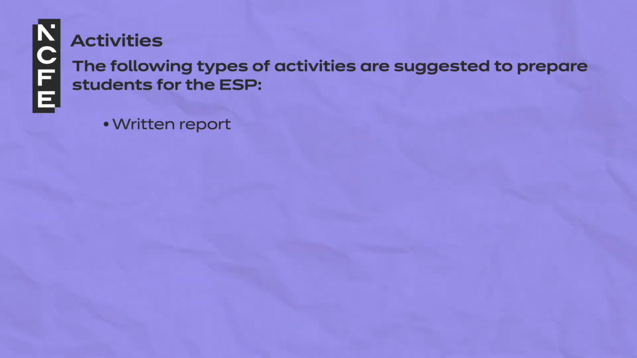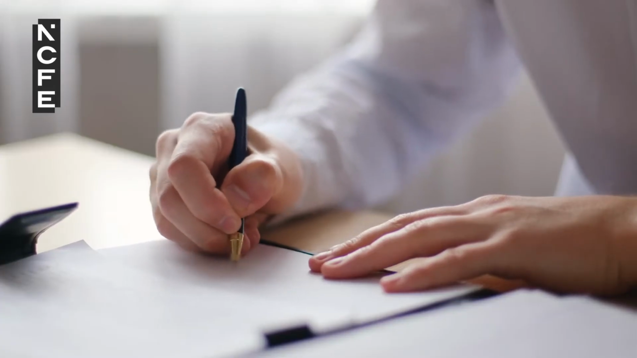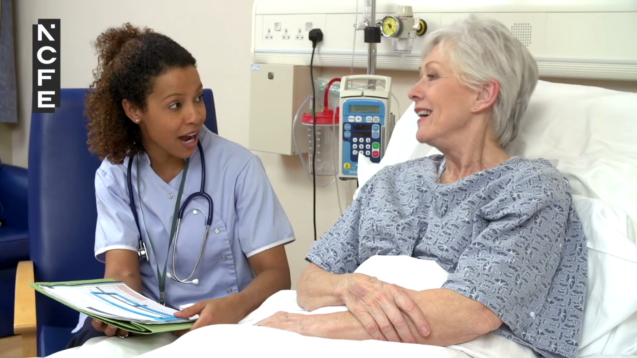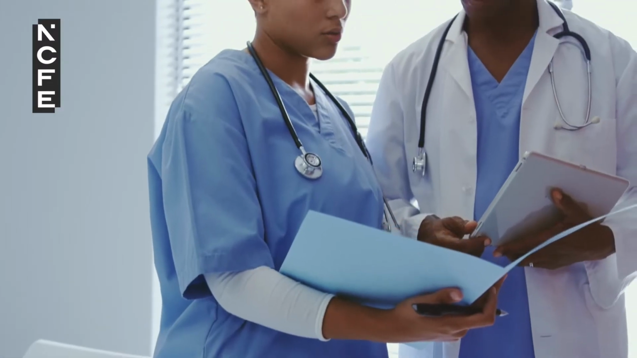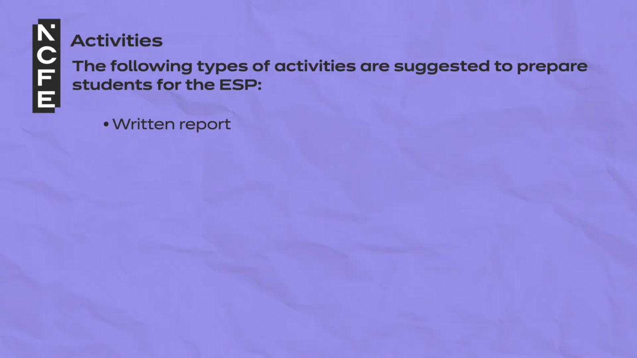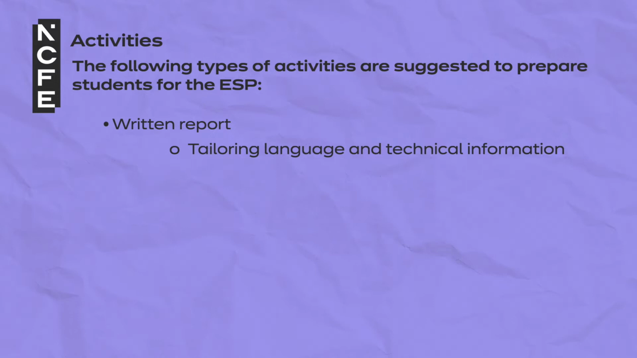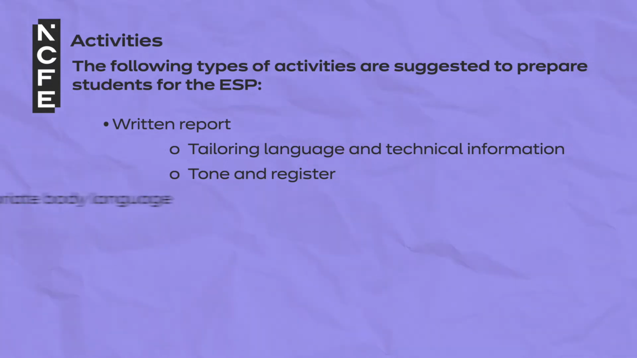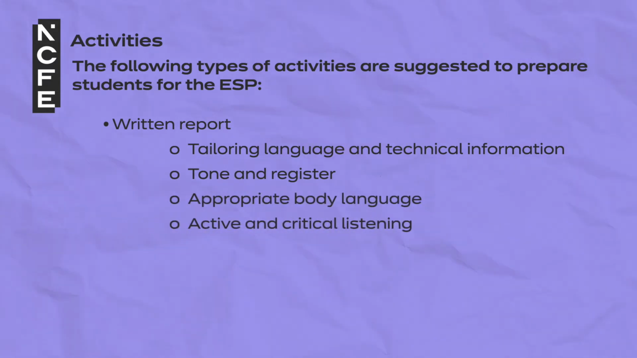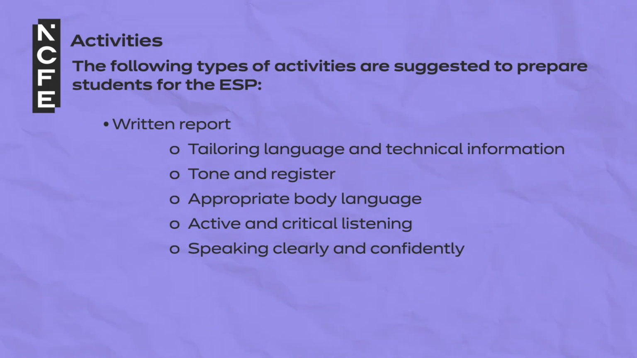Students could write a report about how they would communicate clearly and effectively with different stakeholders, including patients, service users, customers, carers, and other health professionals. They could use examples from their placements to discuss how they have communicated with different stakeholders effectively. Students should consider the following within their report: tailoring language and technical information to their audience, tone and register used to reflect the audience, appropriate body language, how to show that they're actively and critically listening to the different stakeholders, how to ensure they speak clearly and confidently when communicating with different stakeholders.